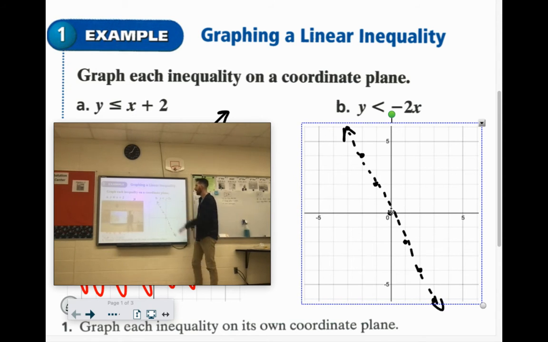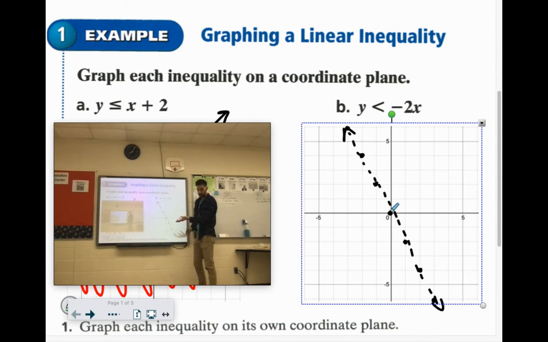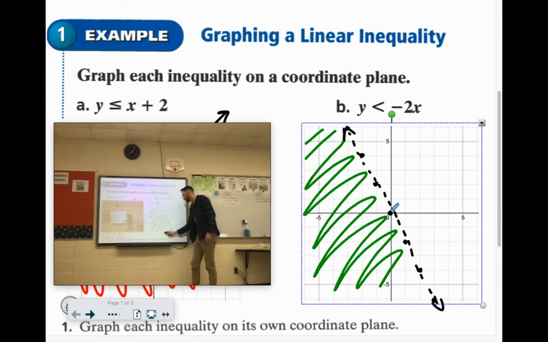The numbers on the line are not included in the solution. If it's on the line here, it doesn't work in the original inequality. This one says less than, so we would shade everything below that line. That would be all this stuff. These coordinates I just shaded in green all work in the original inequality. Anything on the line will not work. Anything above the line will not work.